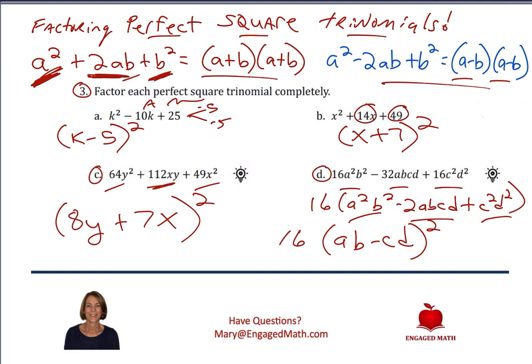Okay, those were tough, those light bulb ones especially, but A and B you could do in two different ways. Just want you to be familiar with what a perfect square trinomial is.